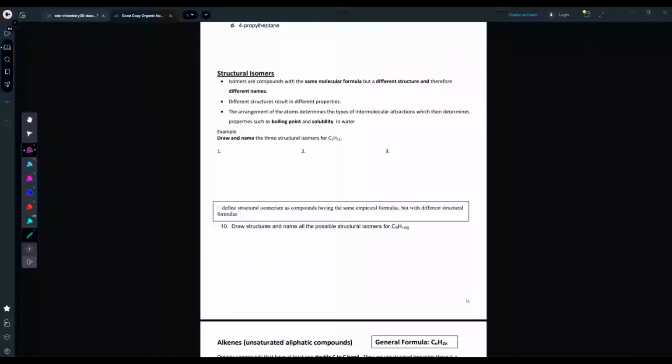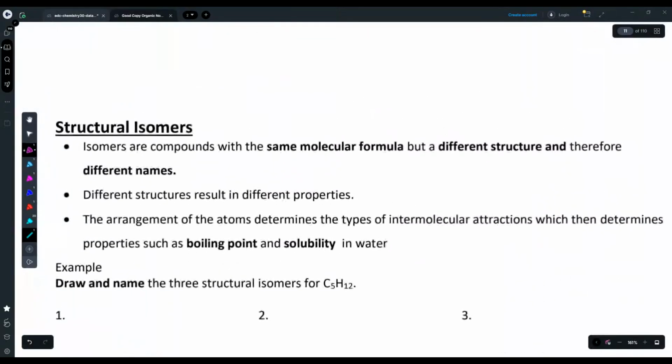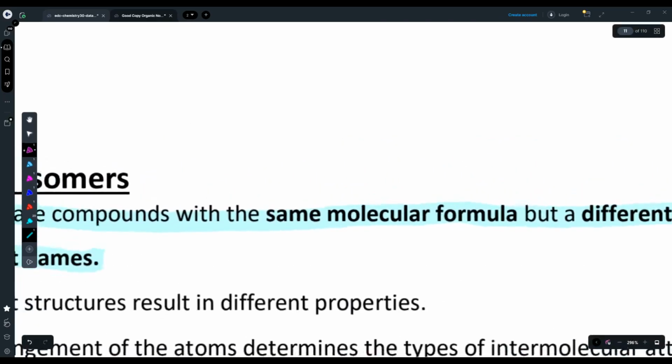All right, in this lesson, we're going to be covering structural isomers and what exactly they are, and then we're going to move on to naming and drawing alkenes as well as alkynes. So for structural isomers, essentially what they are are compounds that have the same molecular formula but a different structure and therefore different names. So in other words, you have the same molecular formula, but the atoms are arranged differently.